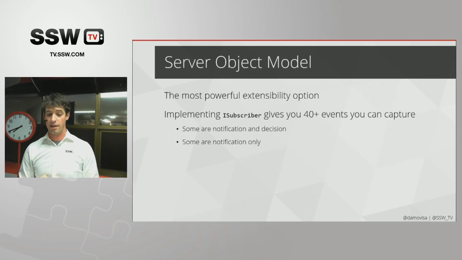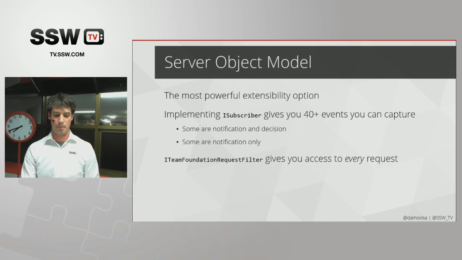Once again, really, there's a lot of stuff. This ISubscriber, there's 40 plus different events you can capture, and most of them are listed in the book. I keep talking about the book. Little shameless plugs. There's more than 40 events you can capture. Some of them give you the ability to be notified when it happens. Some give you the ability to be notified and make a decision. Most give you both, but not all of them. So some of them it'll just tell you that this stuff happens.